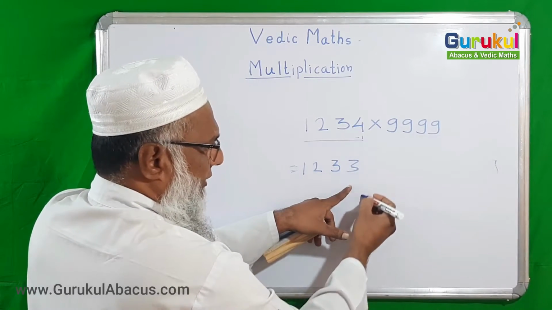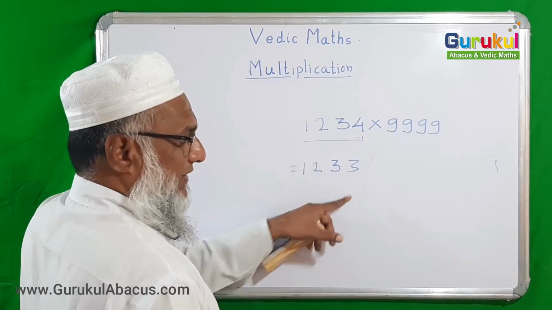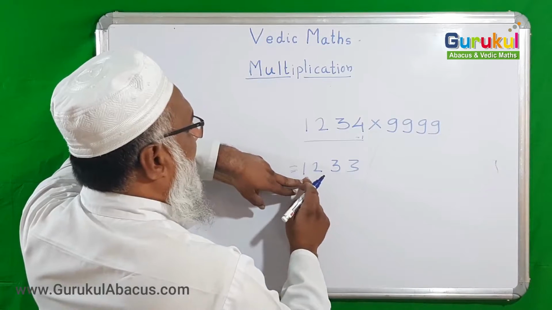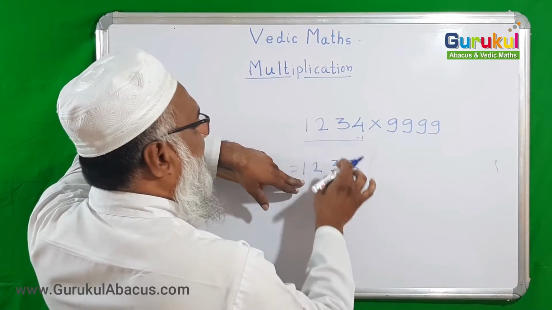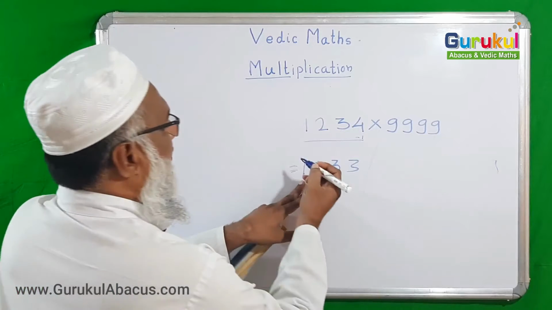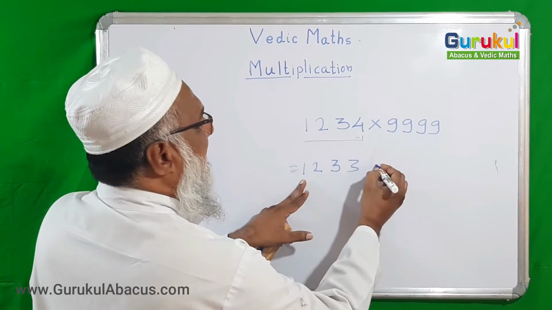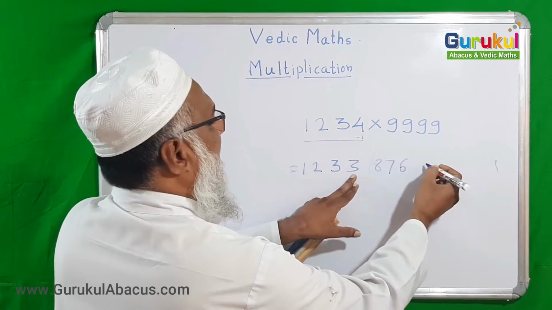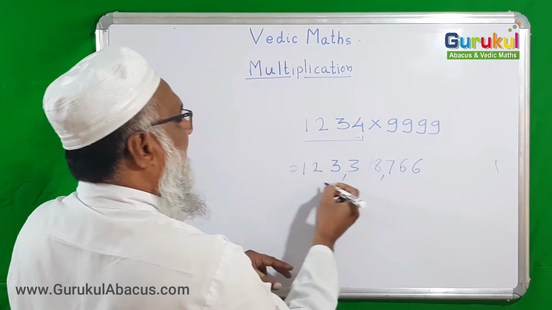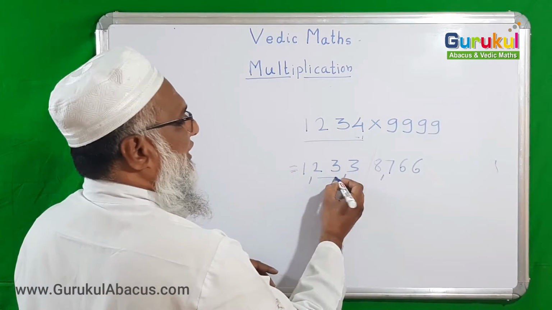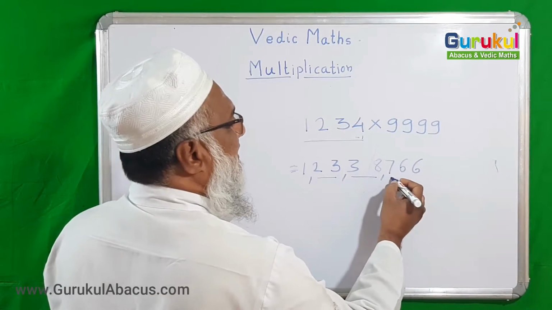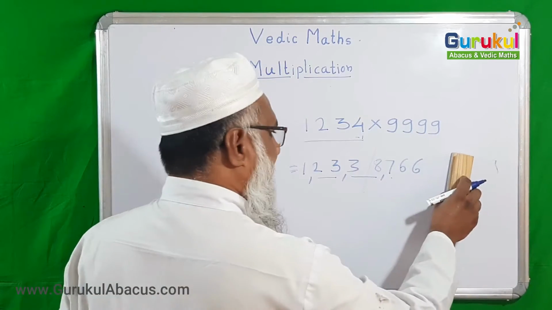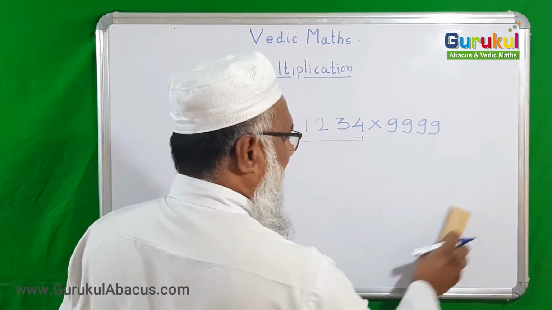Here I want to put one imaginary cross line for my understanding, and then to write the further part of the answer, I want to subtract all those 4 digits from 9, 9, 9, 9. That's it. So 9 minus 1 is 8, 9 minus 2 is 7, 9 minus 3 is 6, and 9 minus 3 is 6. So finally we got the answer 1 crore 23 lakh 38,776.